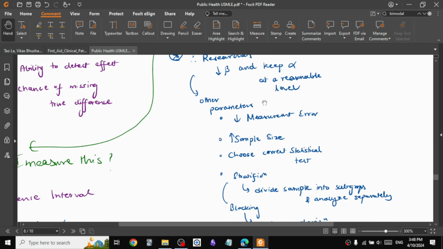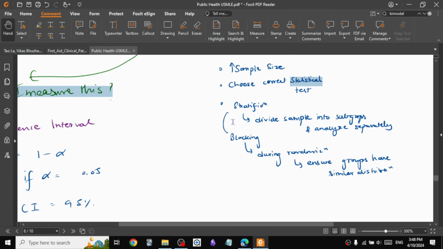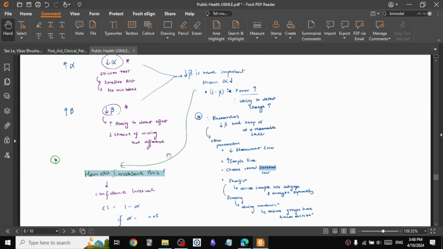And what are the other parameters? As I said, you have measurement error, decrease that; sample size, increase that; choose correct statistical tests and so on. And there's something called stratification and blocking. In stratification, you divide the study samples into subgroups and analyze them separately. Basically, it's a methodology that they follow. And blocking is basically during the sampling, you randomize the samples and ensure groups have similar distribution, right? So this was alpha and beta, all right?